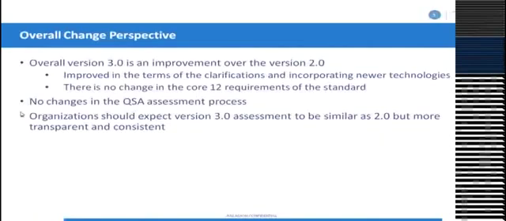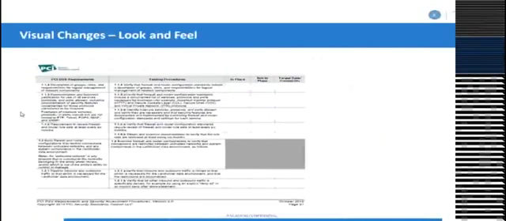In terms of the assessment part, there is not any change that you would find as in a QSA doing the assessments. The overall core structure of the PCI DSS 2.0, that is the core 12 requirements of the standard, is still maintained in the same way in the version 3.0 also.